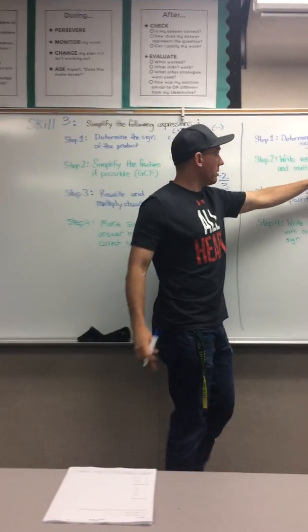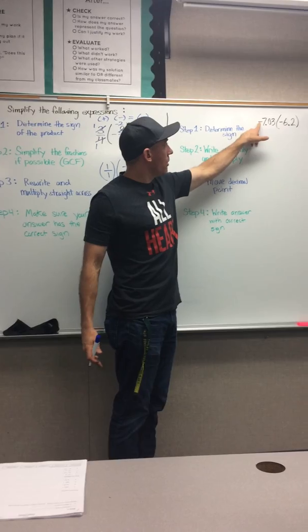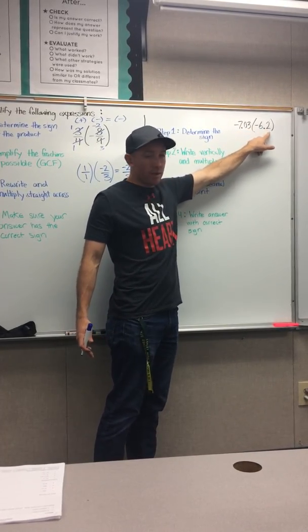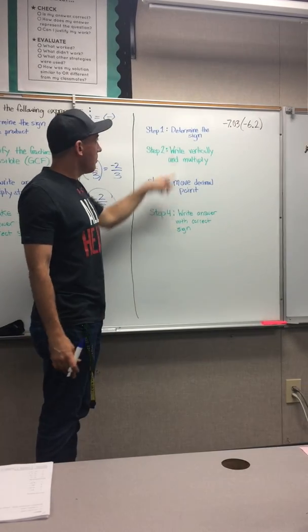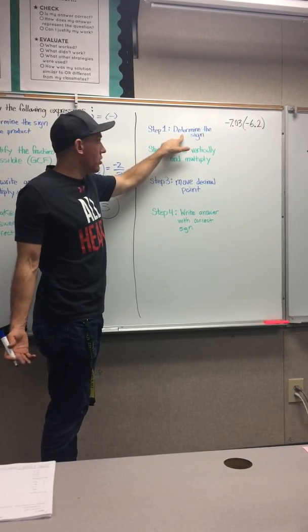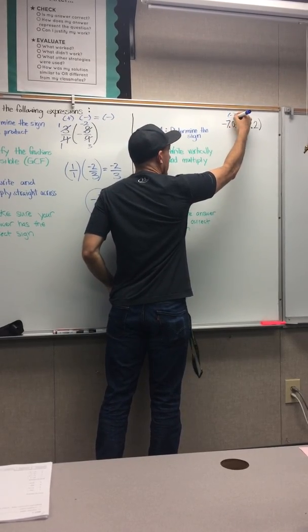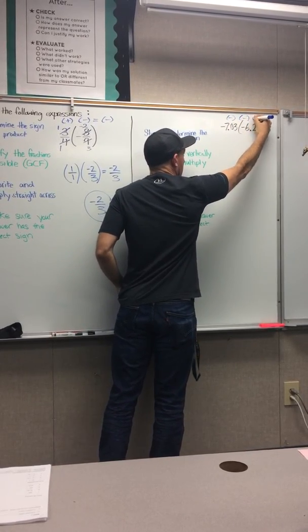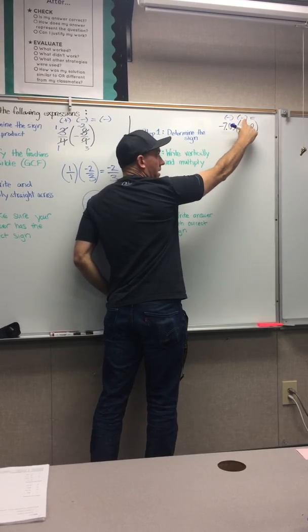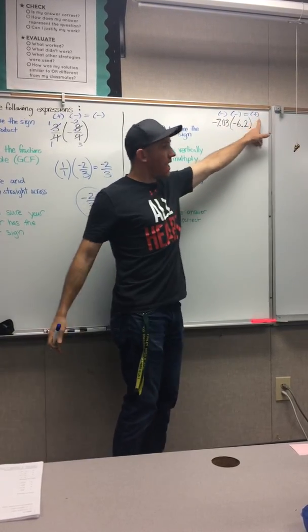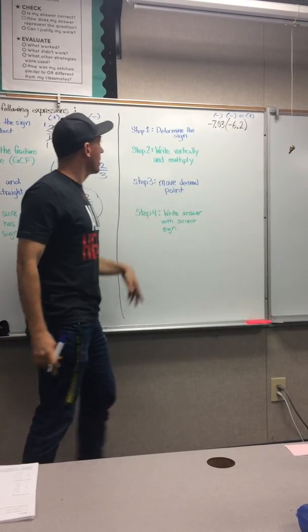Let's look over here. We have another product problem. We have negative 7.03 times negative 6.2. So we're dealing with decimals. But again, we can start really easily by determining the sign and getting 3 points. So we have here a negative times a negative. The opposite of a negative is a positive. Okay, so we know that at the end we want our answer to be positive.